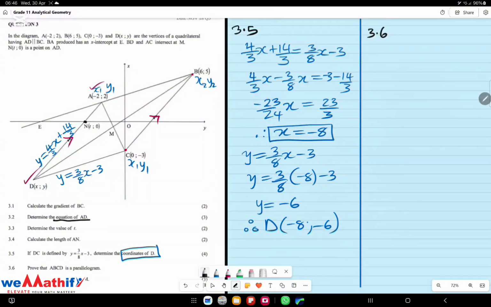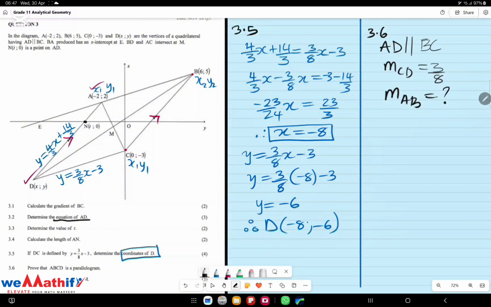Prove that ABCD is a parallelogram. Right, so there are several ways to prove that a shape is a parallelogram, and you just have to choose the easiest one depending on the information that you have. Right now, I already know that AD is parallel to BC. That's strike one. Secondly, I have been given the gradient of CD as 3/8. So I'm thinking I should just find the gradient of AB.